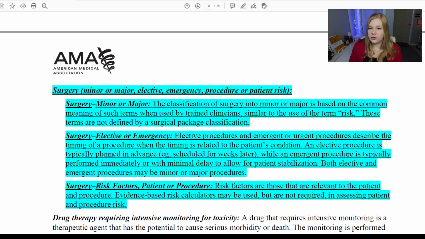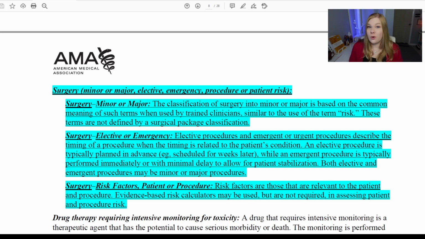And then it says surgery, elective or emergency. Elective procedures or emergent or urgent procedures describe the timing of a procedure when the timing is related to the patient's condition. An elective procedure is typically planned in advance, scheduled weeks later, while an emergent procedure is typically performed immediately or with minimal delay to allow for patient stabilization. Both elective and emergent procedures may be minor or they might be major surgeries. It really depends.